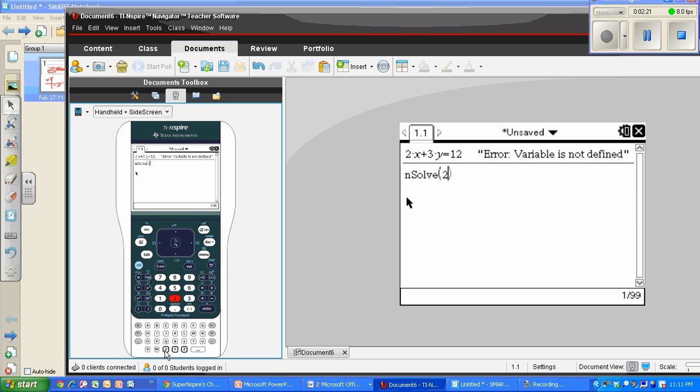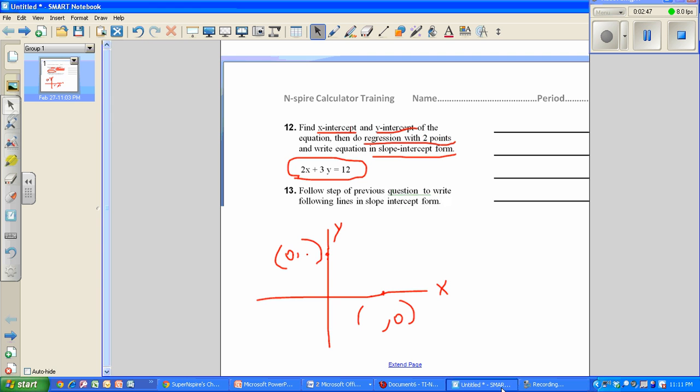So 2x plus 3 times 0, because on the x-intercept y is 0, equals 12, and then you go comma x, you solve for x, and you hit enter, and that's your x-intercept, 6 comma 0. So right here we got the x-intercept to be 6 comma 0.